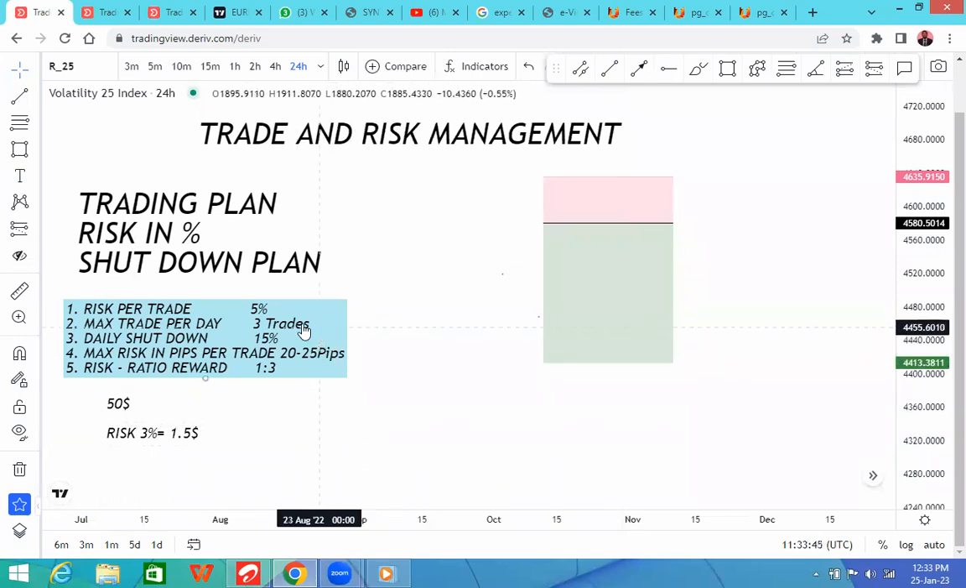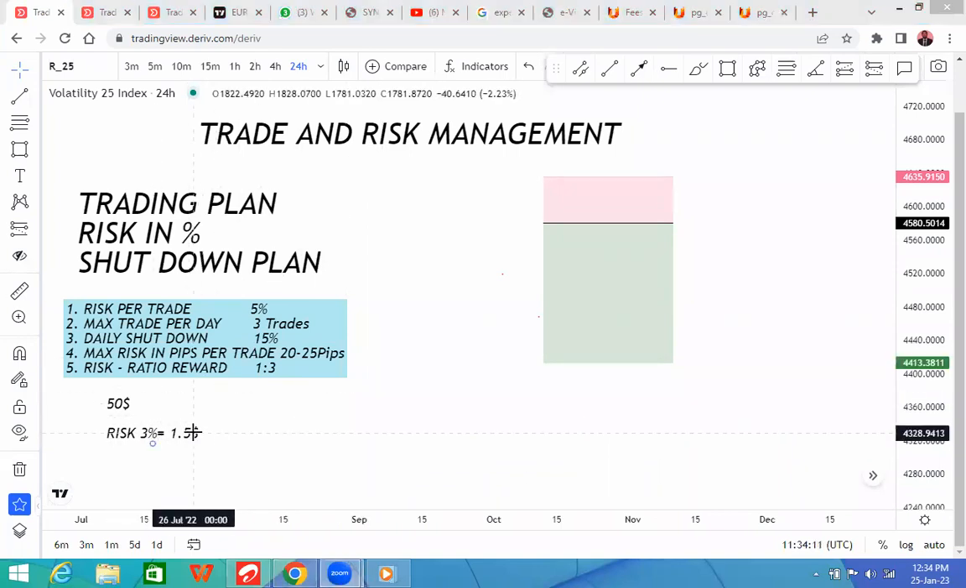So if I take 3 trades per day of $1.5, what would that give me? Drop the answer in the comment section so that we look at it. That'll give me 4.5. Somebody should confirm that. If I'm risking 4.5, God bless you. Thank you, thank you. That's true. So I'm on point.